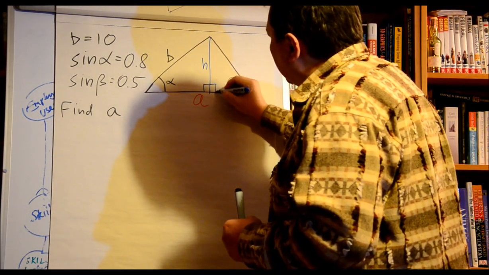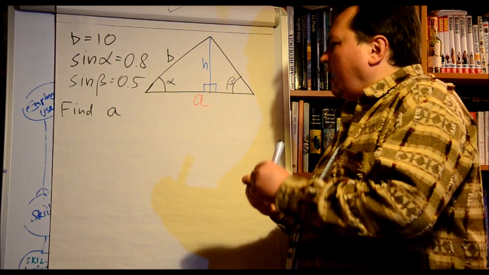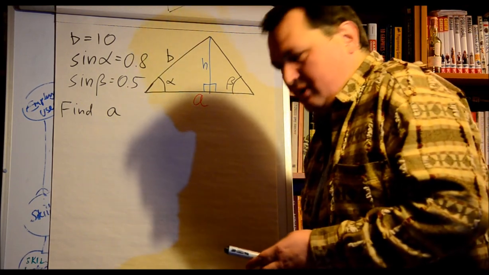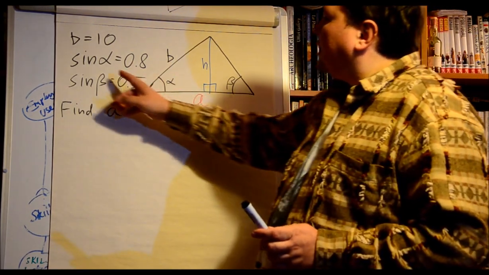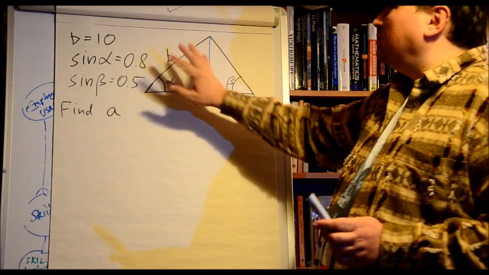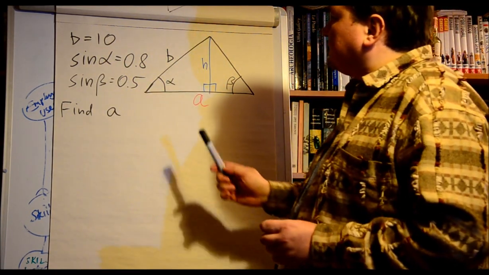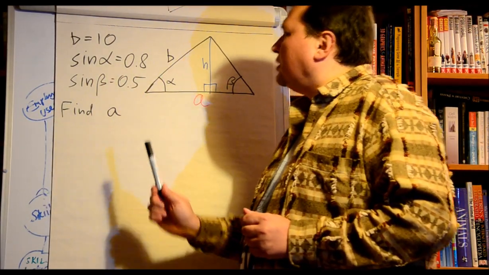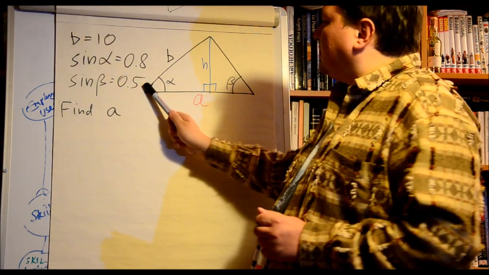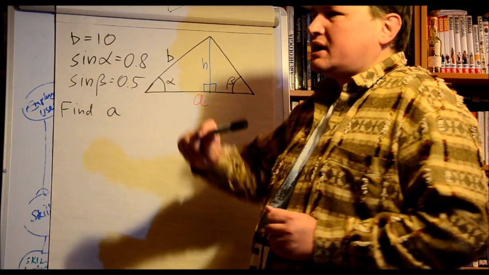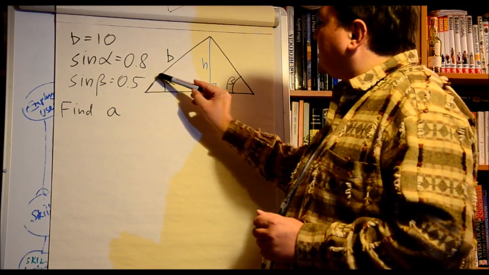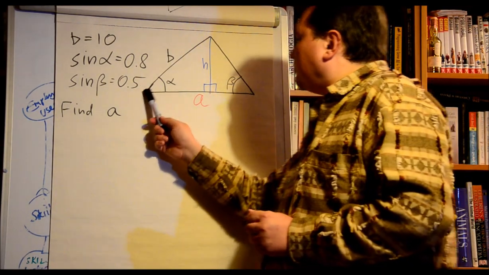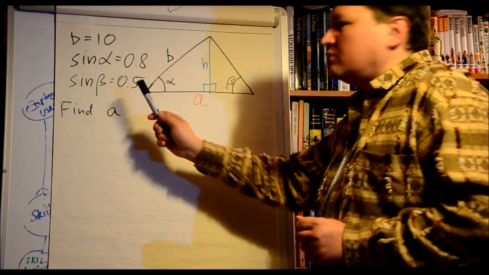Okay, but now I have two right angles here, and in principle I have two right triangles now. Once I've done it, I can actually go further with this example. But let's have a look at what we actually know about this triangle and what we are looking for. We know that the B, this edge, is 10. We also know sine of this angle and sine of this angle. And what we are looking for is this edge here, which is called here A.